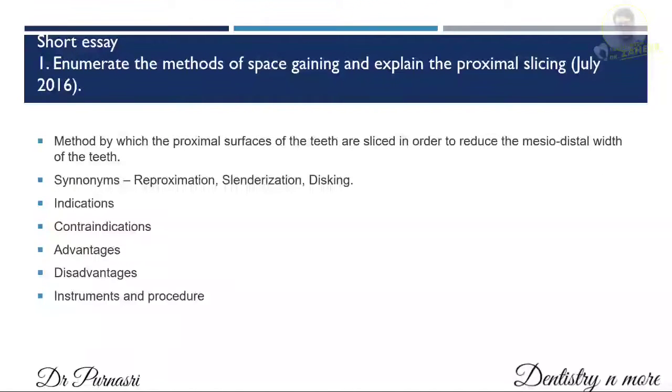The short essay is enumerate methods of space gaining and explain proximal slicing. Methods we already know. Coming to proximal slicing, it is a method in which proximal surfaces of teeth are sliced to reduce the mesiodistal width of the teeth. It is also called reproximation, slenderization or disking. Then you write about the indications, contraindications, advantages and disadvantages of proximal stripping, and the instruments. You can add a note on the instruments that are used and the procedure for it.